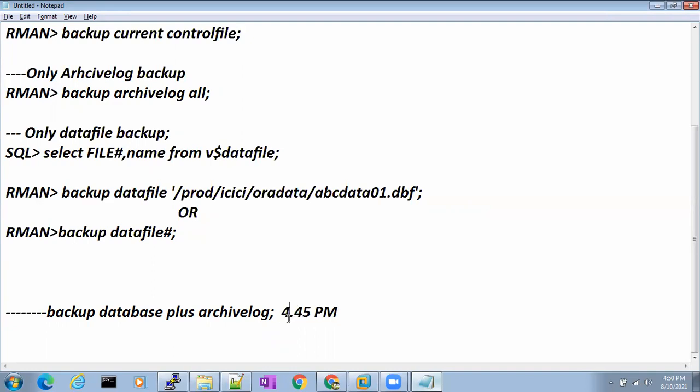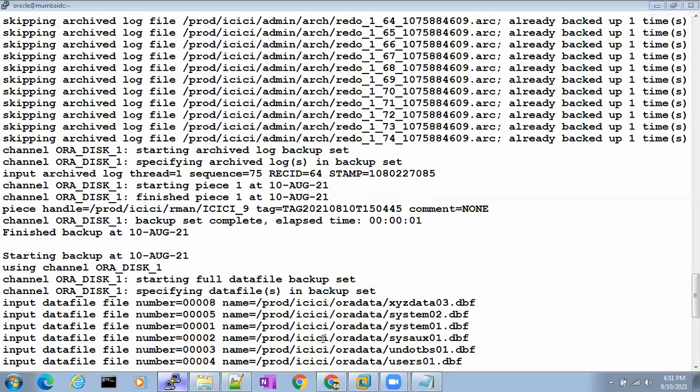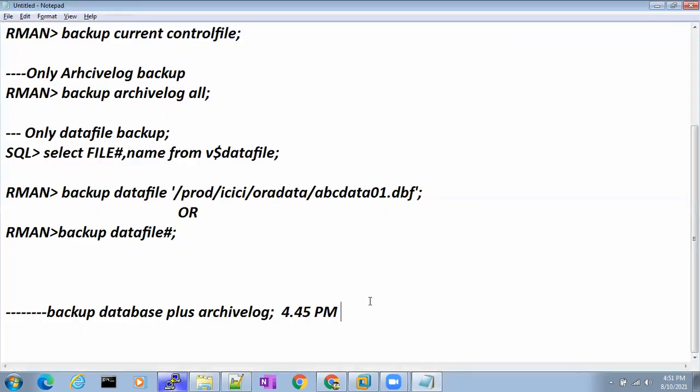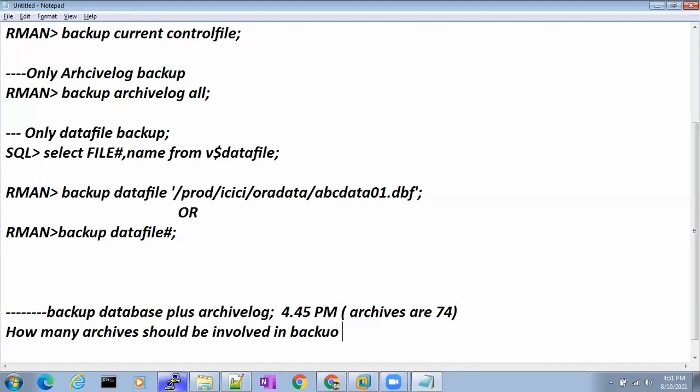Very good, you have given it at 4:45, correct. At 4:45 when I gave this command, how many archives are there? Archives are 74. So now my question is, how many archives should be involved in the backup? This is my question.